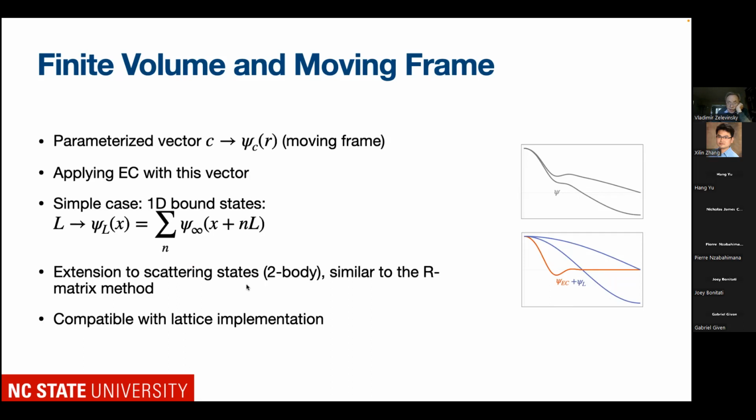And in a simple 1D case, because we know the shifted sum of the infinite volume solutions actually works pretty nicely, we can use this L to parameterize these vectors, and this is going to be a really good solution, just like the eigenvector continuation. And our method can extend to scattering states, although I designed this method with bound states in mind, it's a lot more complicated and we need to use a technique similar to the R-matrix method.